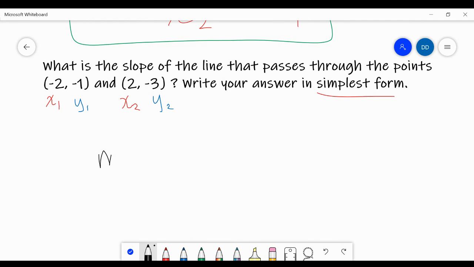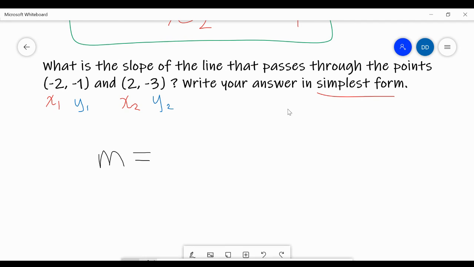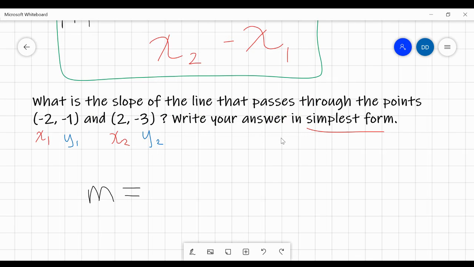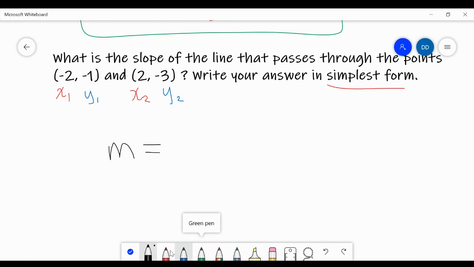Now you have m equals, and our formula said on top we want y2 minus y1. I'm going to write this in blue. So y2 is -3. So -3 minus y1 is -1. So I'm going to put that in parentheses, minus -1.